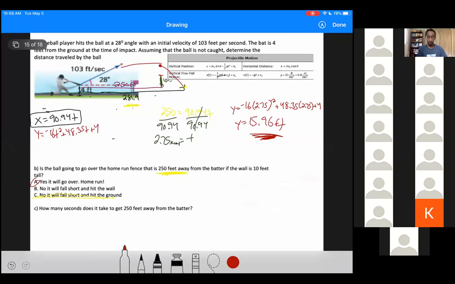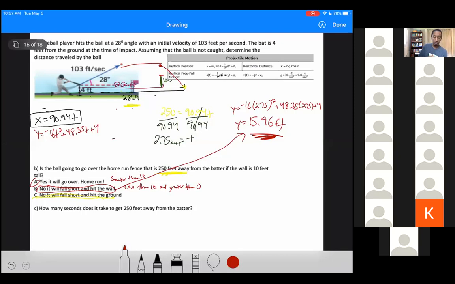Okay. Very good. If it was to fall short and hit the wall, what would this value have to equal? There would be a range of values it would have to equal. What would be the range of values if it fell short and it hit the wall? It has to be less than 10. It has to be less than 10 and greater than what? 0. Okay, good. Less than 10 and greater than 0. If it's A, it has to be greater than 10.